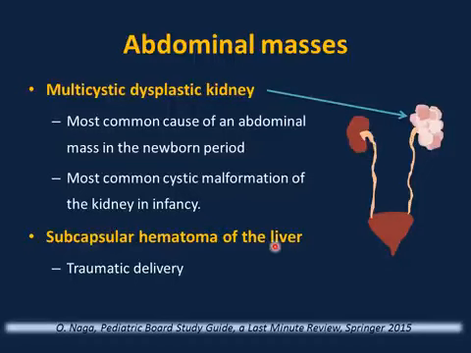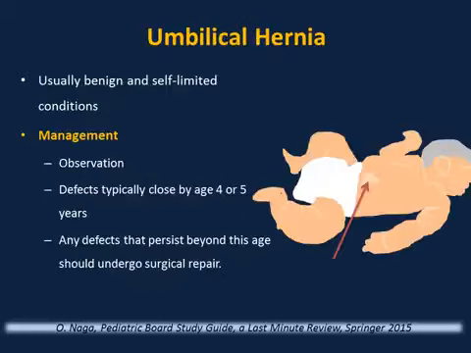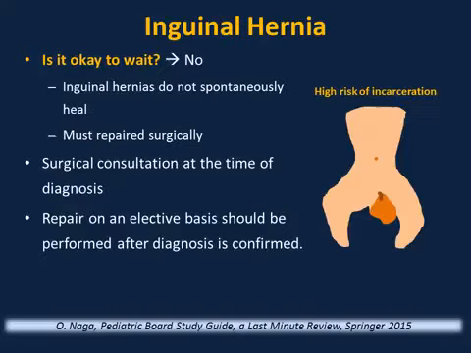Subcapsular hematoma of the liver is caused by traumatic delivery and can be diagnosed with abdominal ultrasound. Umbilical hernia is common, usually benign, a self-limited condition. Management is observation; reassure the parents these defects close by age 4 to 5 years. Any umbilical hernia that persists beyond 4 to 5 years of age will require referral and surgical repair. Inguinal hernias are different than umbilical hernias.